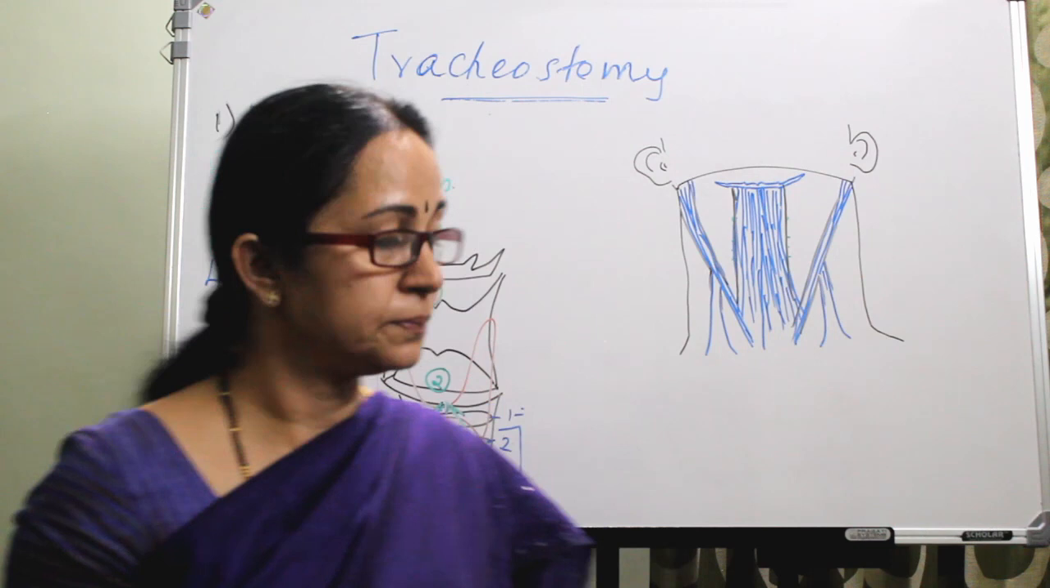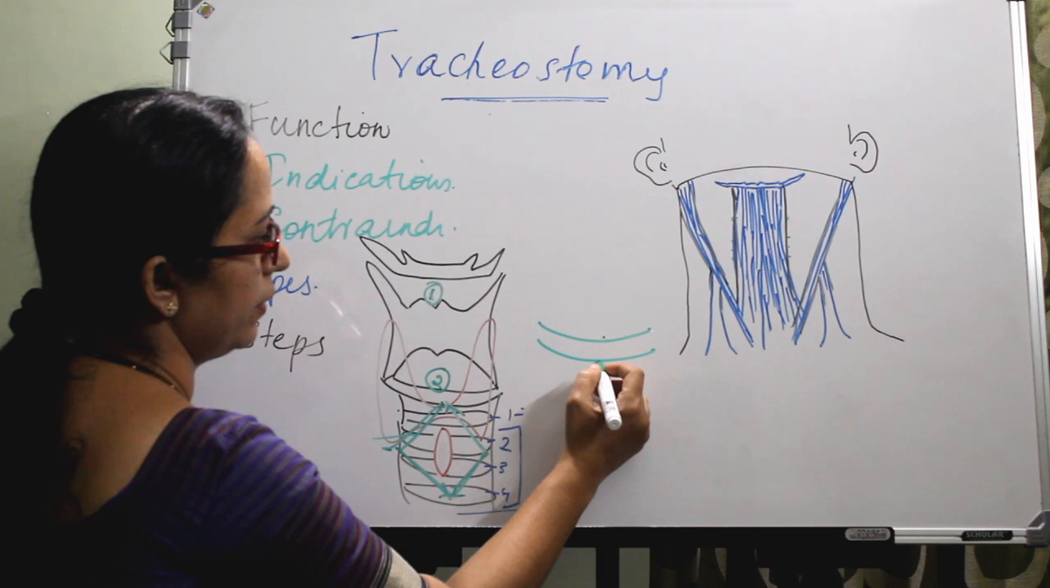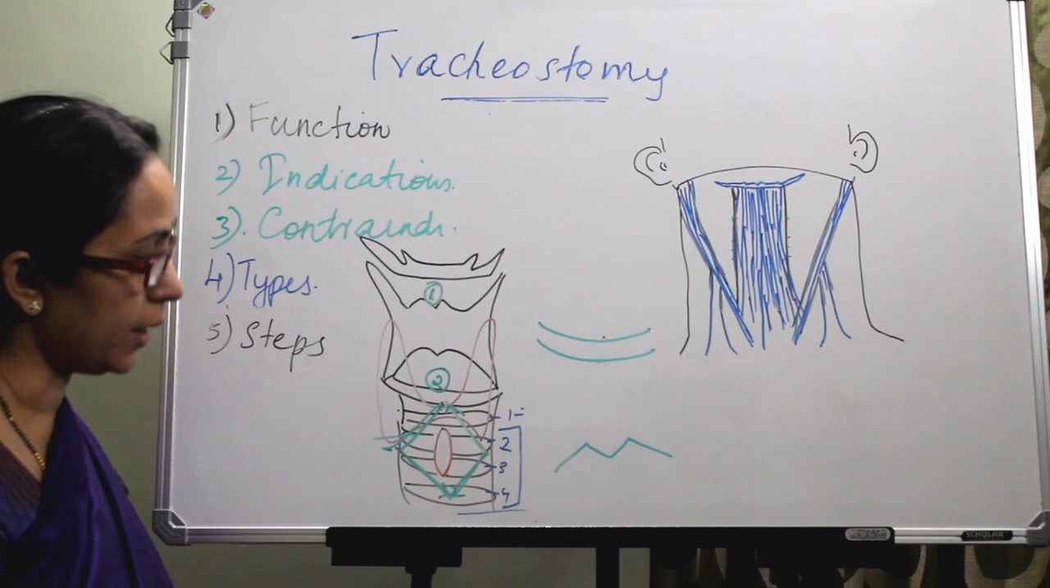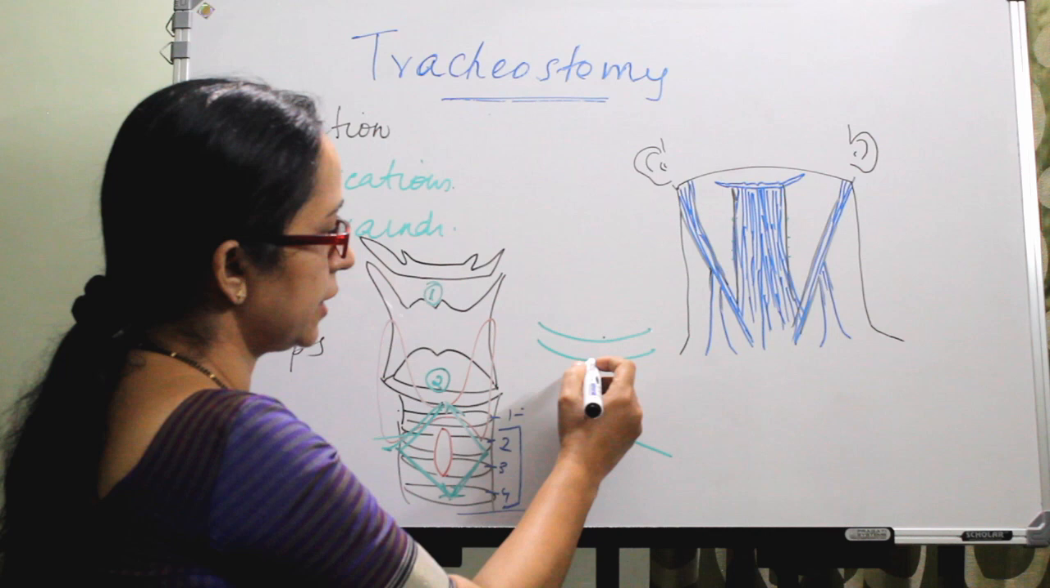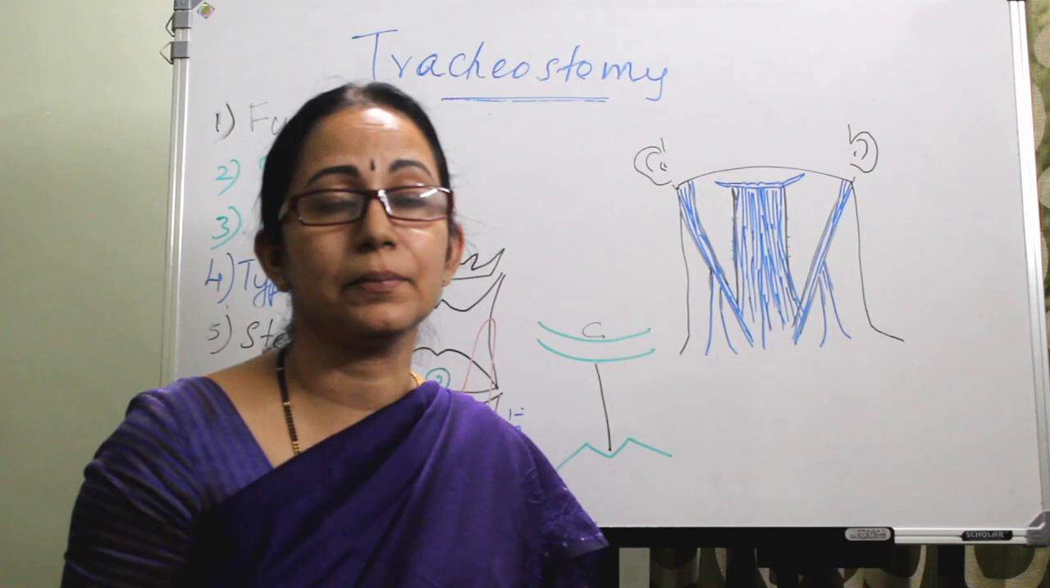Okay. And the incision can be a vertical incision from the lower border of cricoid to the suprasternal notch. Either it can be a vertical incision or it can be a horizontal incision. If it is a vertical incision, it's a midline vertical incision starting from the lower end of cricoid cartilage to the suprasternal notch, purely strictly midline incision.